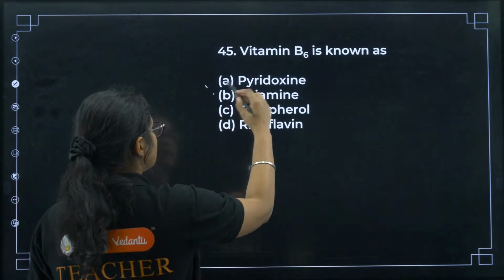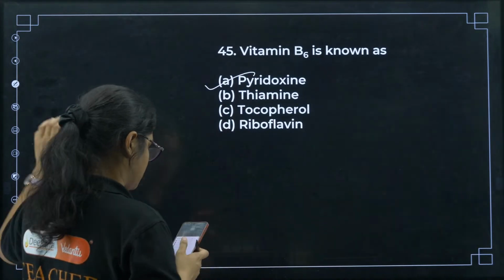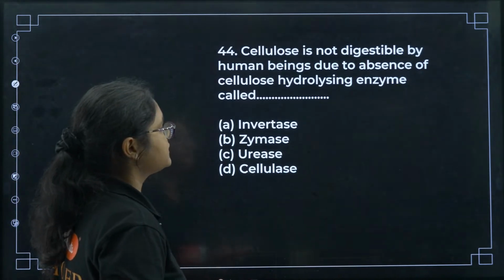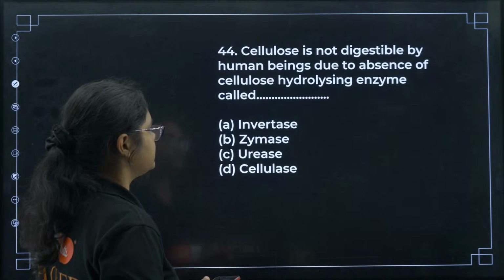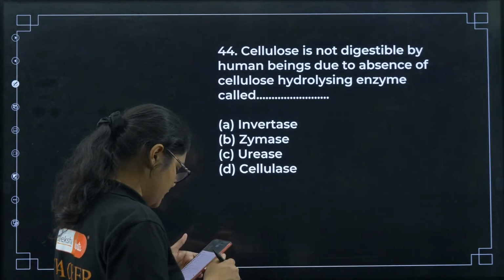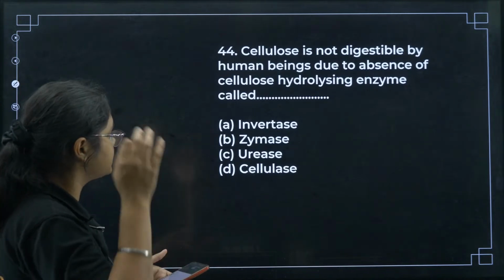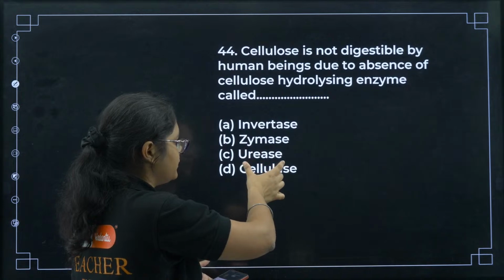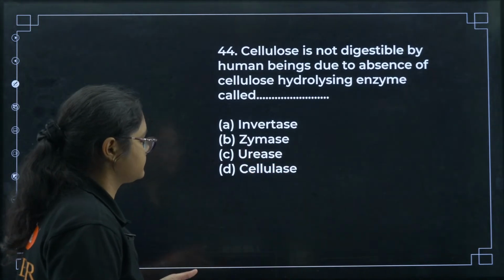45A is also correct. Pyridoxine is the correct answer, the chemical name of vitamin B6. Okay. Next we have: cellulose is not digestible by human beings due to the absence of the cellulose hydrolyzing enzyme called as. Okay, so which enzyme hydrolyzes the cellulose? Invertase, zymase, urease or cellulase?